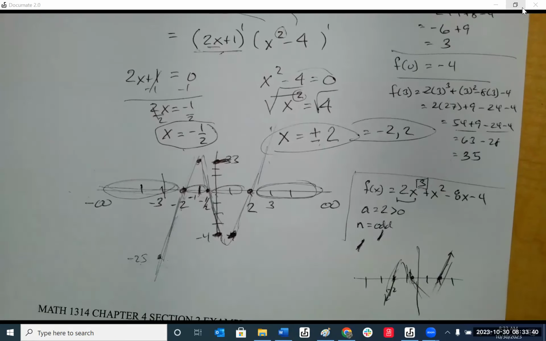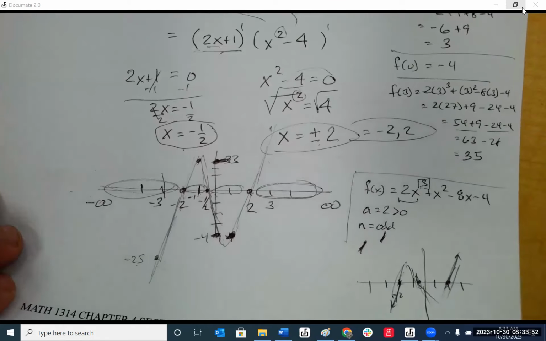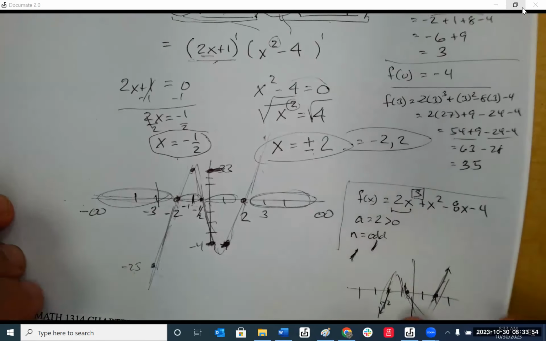So we sketch the graph. Again, if you review 4.1, you'll see what I'm talking about. We went over all those steps last time. Let's look at example 3.